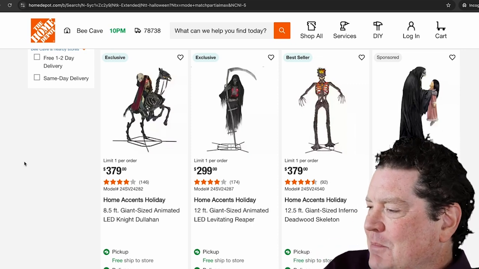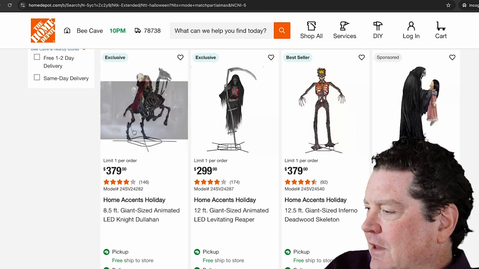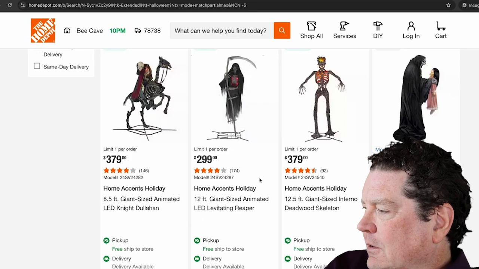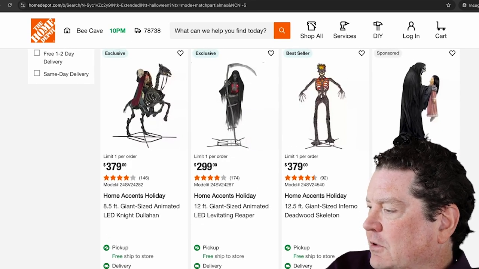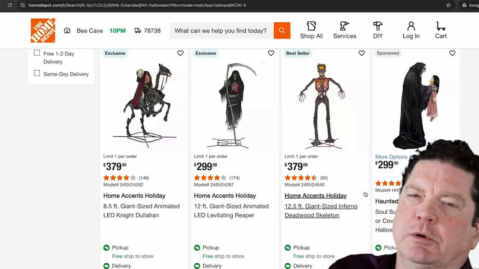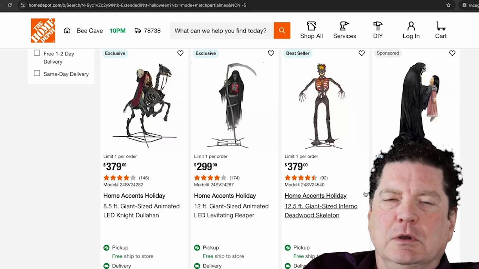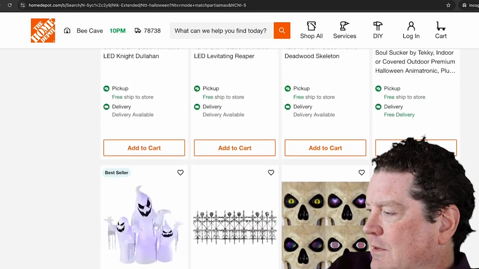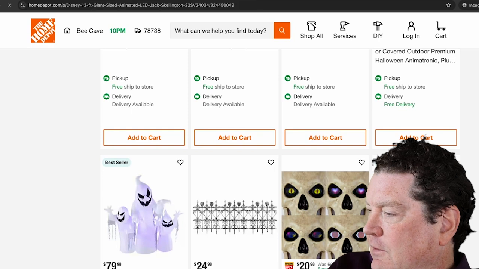But look at this. Animated LED night, $379. Levitating Reaper, $299, Home Depot. Soul Sucker, $299. Look, giant-sized Inferno Deadwood Skeleton, $370. As a kid, I would have loved this stuff. I had to content myself with last year's bed sheets that my mother let me turn into a ghost. Let's go back into Cherry Picks now and see how the market treats volatility.